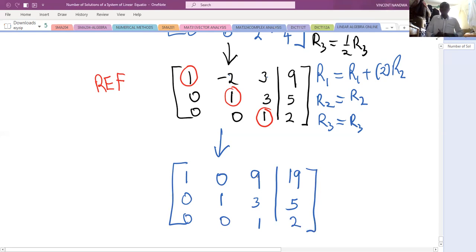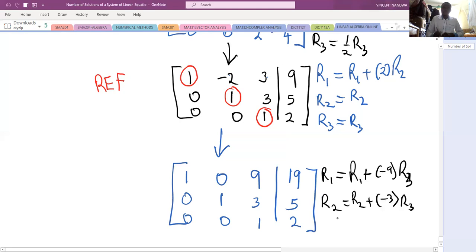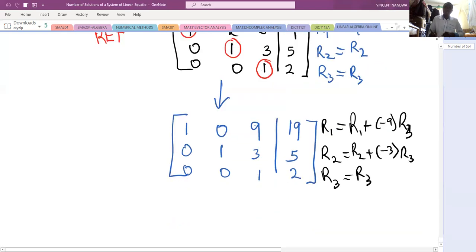The remaining problem is to make the 9 a 0 and to make the 3 a 0. So we say row 1 plus minus 9 times row 3, not row 1, so that I get this to be 0. And then row 2, this will be 0, so I'll say row 2 plus minus 3 row 3, and row 3 is just in the correct format, so it remains row 3.